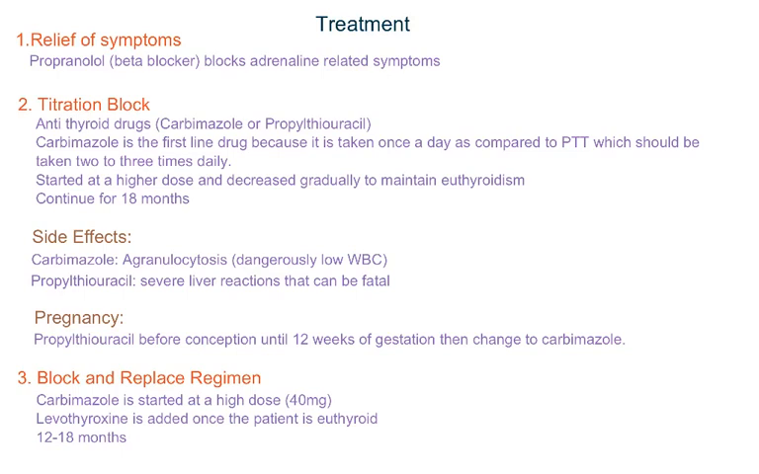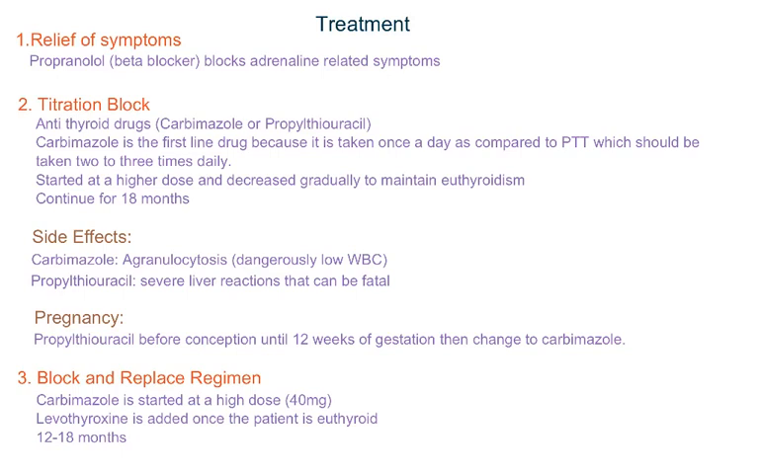Carbimazole is started at a higher dose, and then it is decreased gradually once the patient is euthyroid. This treatment takes about 18 months. Carbimazole can cause agranulocytosis, which is dangerously low white blood cell count. The patient can present with fever and severe pharyngitis, but once you stop the drug, the levels of WBCs recover within a few weeks. Propylthiouracil can cause severe liver reactions, although very rare, but they can be fatal. In pregnancy, you should use propylthiouracil until 12 weeks of gestation and then change to carbimazole.